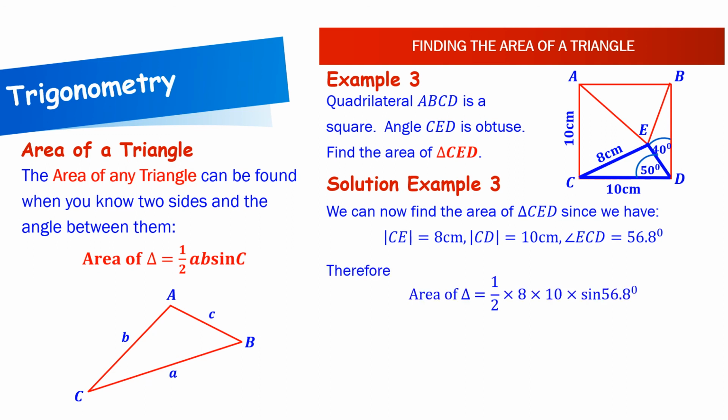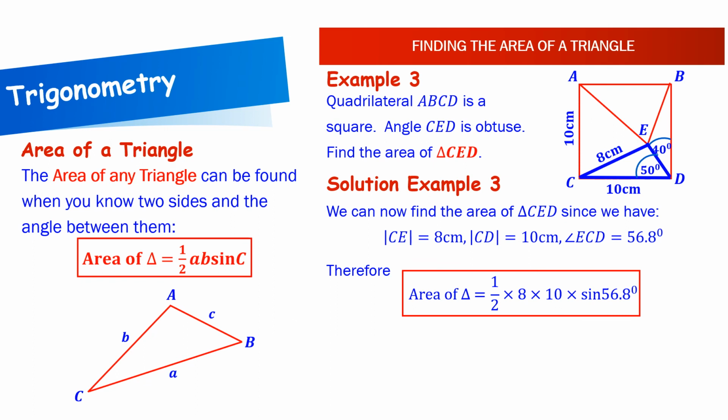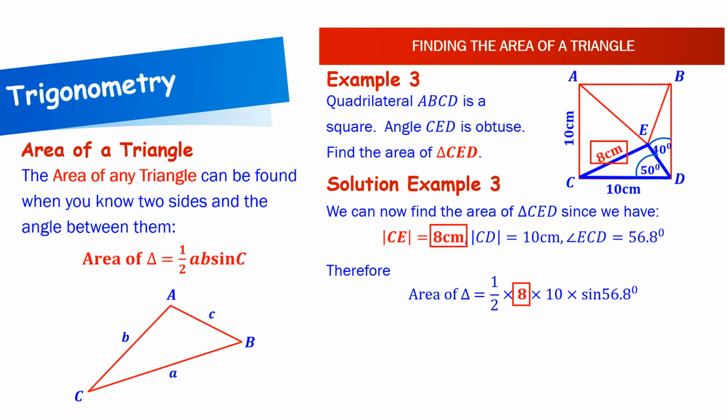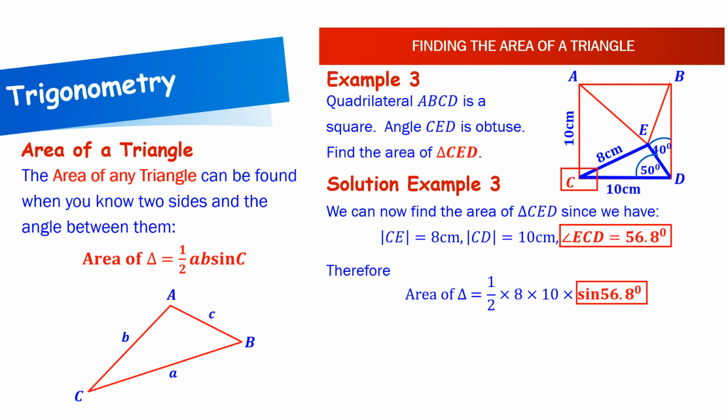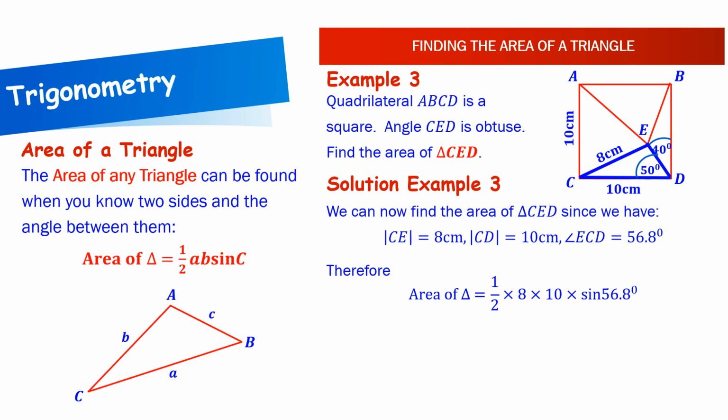So plugging in the values, we have that the area of a triangle equals half times 8 times 10 times sine 56.8 degrees, which equals 33.5 centimeters squared.